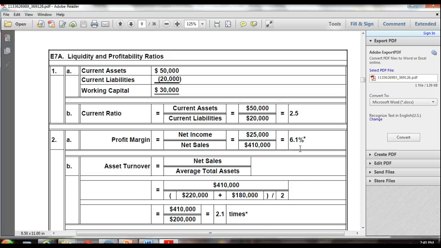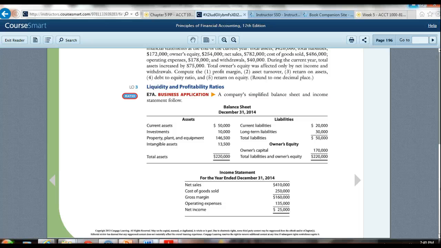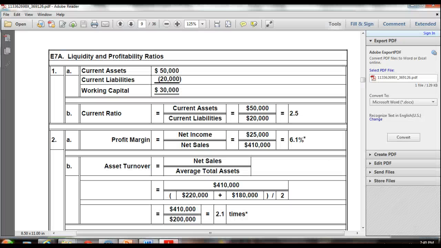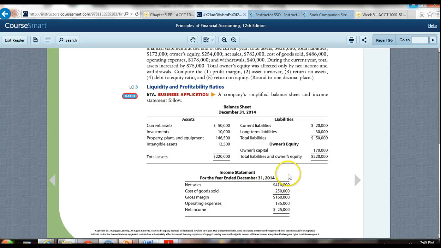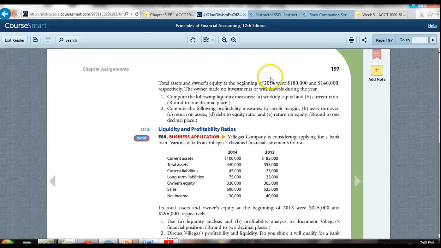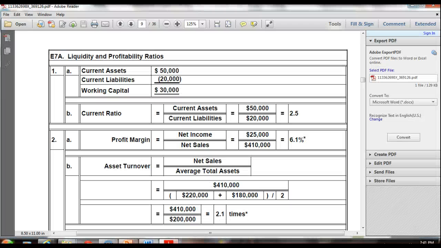Asset turnover. Let's look at what we use to compute asset turnover. Revenue divided by total assets. Correct. So our revenues of 410,000. Now we have to calculate our average total assets. Do you see at the end of the year our total assets were 220,000? See that in the book? But it told us at the beginning of the period total assets were 180. Didn't they? We have to come up with our average total assets.